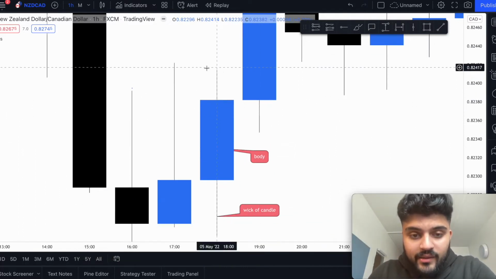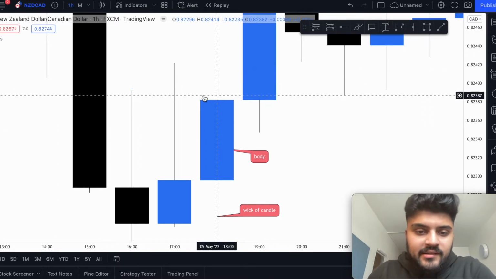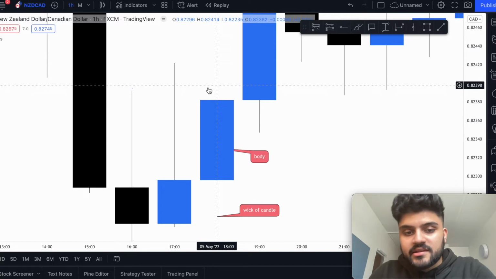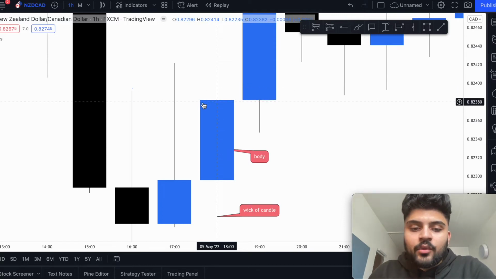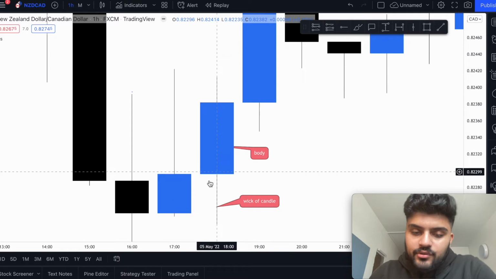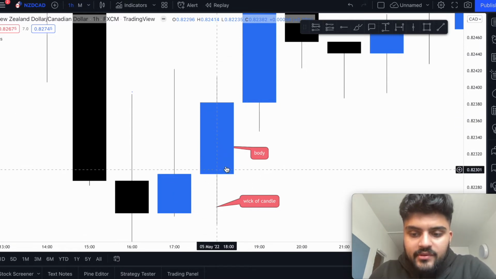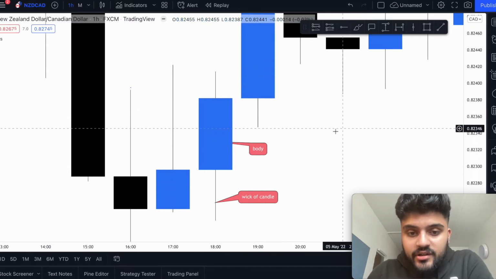They go all the way there, and then some sellers come into the market and start to push it down. There was a constant fight between buyers and sellers, like buying, selling, buying, selling. But at the end of the hour, this is where price ended up closing. So that shows you the whole journey of the candle. And obviously it closed above where it opened. That's why it's blue. But these wicks are telling us the journey of the candle.